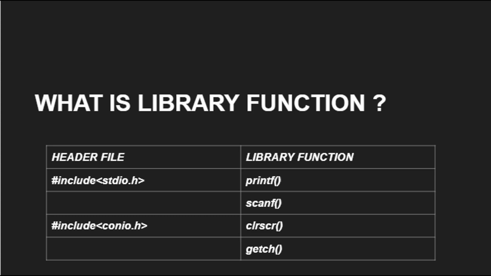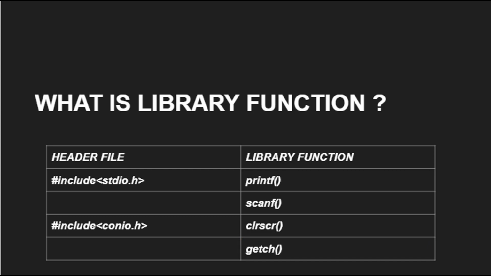Library functions are inbuilt functions of C. These functions perform specific tasks. There are some examples of library function. Printf. This function is used to print in C. Scanf. This function is used to take input. Clear screen. This function is used to clear previous output. Get.ch. This function is used to hold output screen.